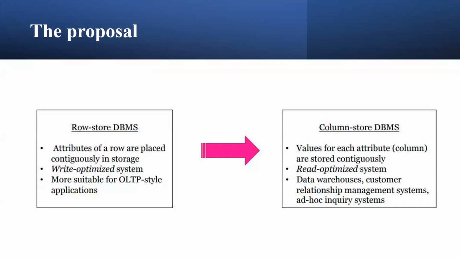Coming to what a row store database management system is: in row store DBMS, the attributes of a row are placed continuously in storage, while in column store, the values for each attribute are stored continuously. The row store DBMS is a write optimized system, whereas the column store DBMS is a read optimized system. The applications of the row store database management system include OLTP style applications, while column store database management system is best suited for data warehouses, CRMs, and ad hoc inquiry systems.